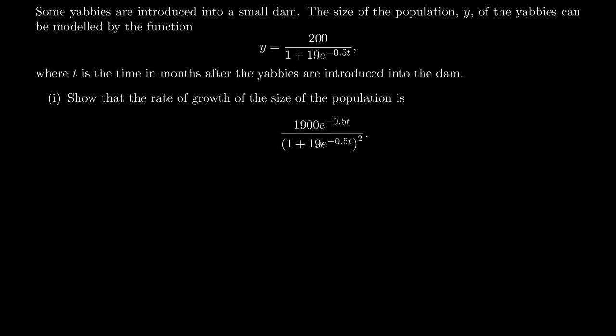So this is question 16b from the 2016 HSC Maths paper. It says some yabbies are introduced into a small dam, and that equation there tells you the population, where t measures time in months. So the first question just says show that the rate of growth is given by that expression there. Now rate of growth just means a derivative, so we just need to differentiate what they've given us.